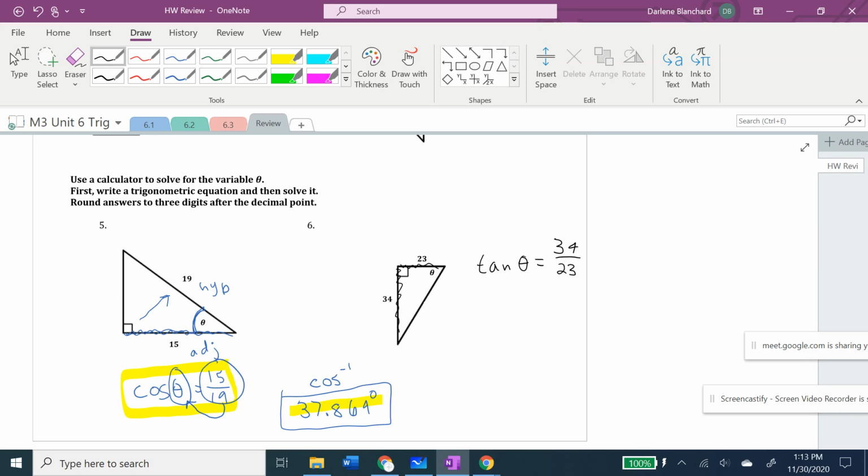I am recording. This little thing tells me I'm recording.